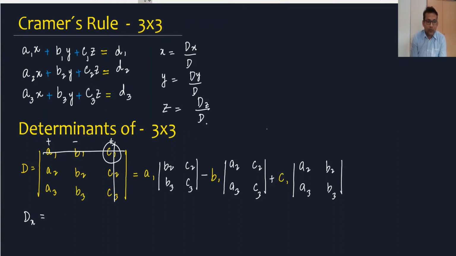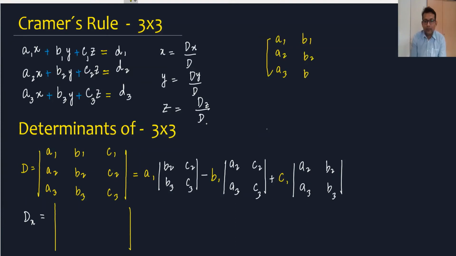So for Dx, what we have to do, very simple, we have to write the determinant like this. Dx means, from this part, our normal matrix is a1, a2, a3, b1, b2, b3, and c1, c2, c3. When we multiply with x, y, z, it's equal to D1, D2, D3.